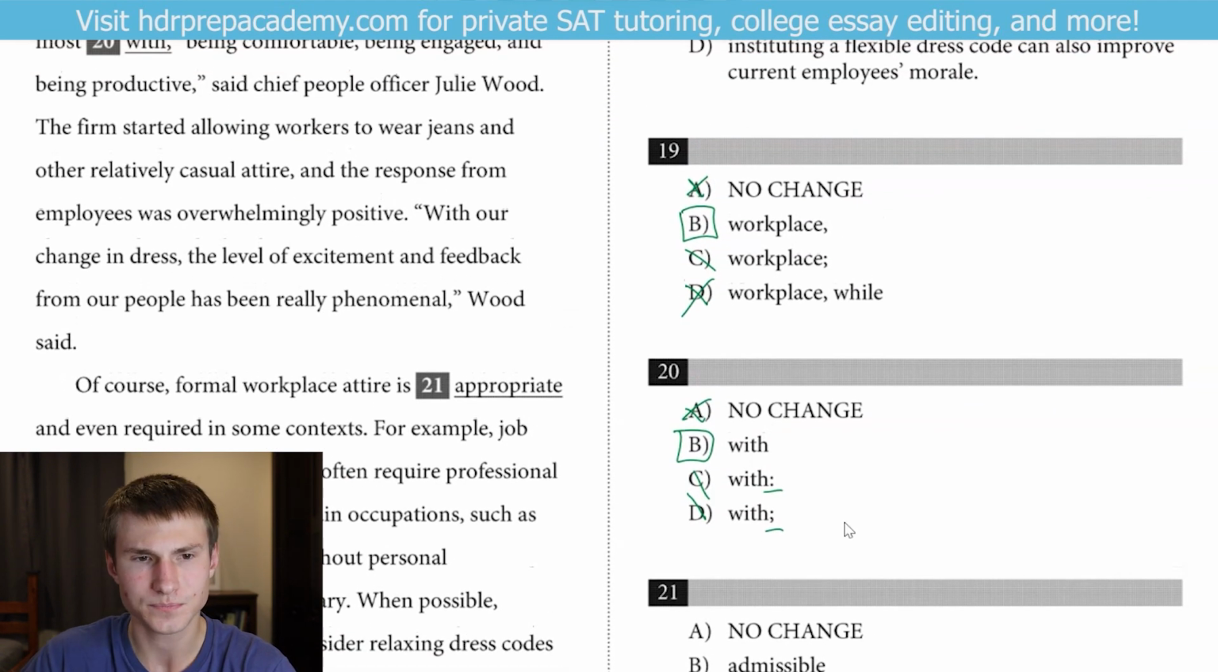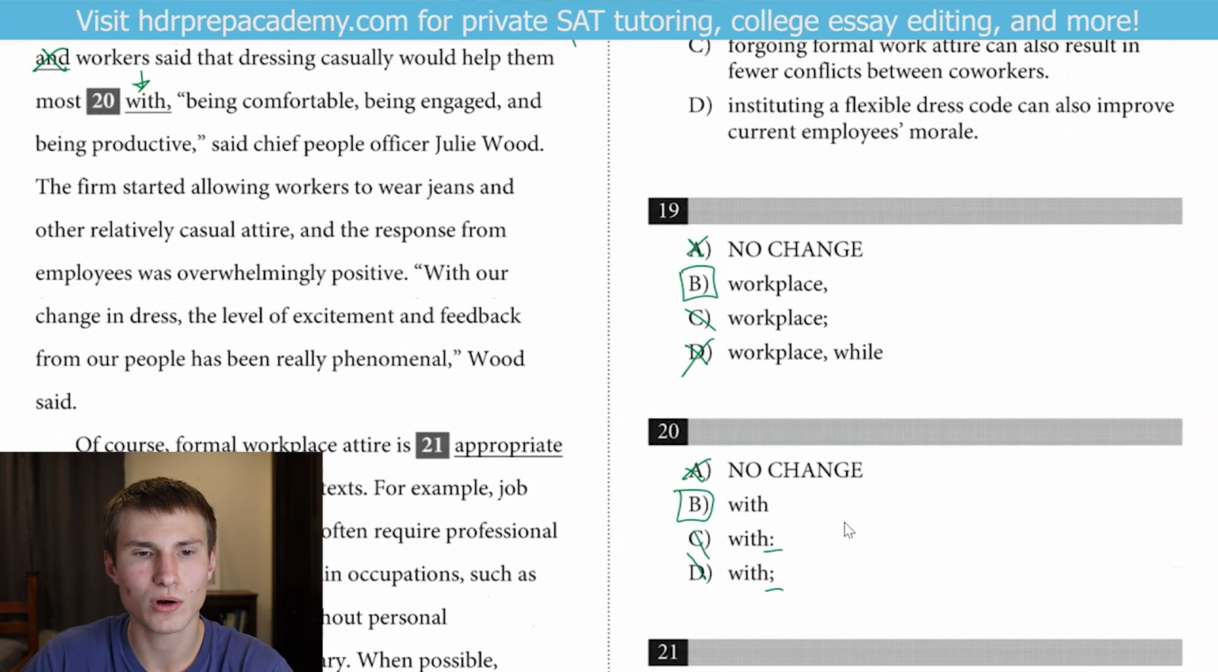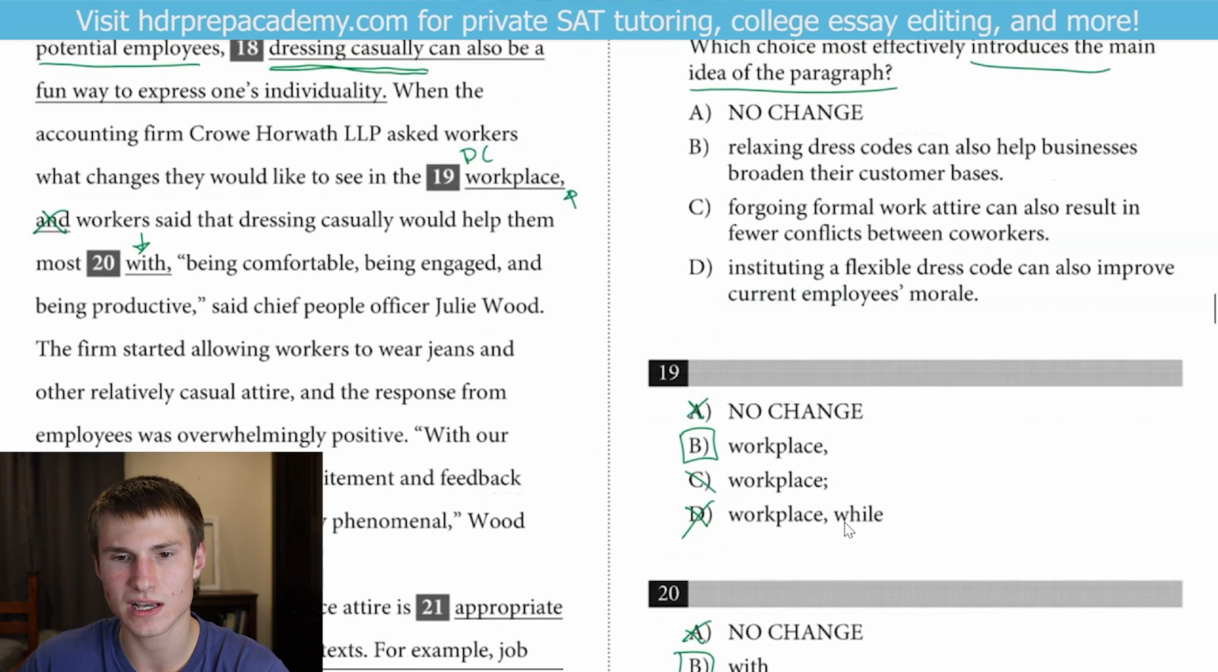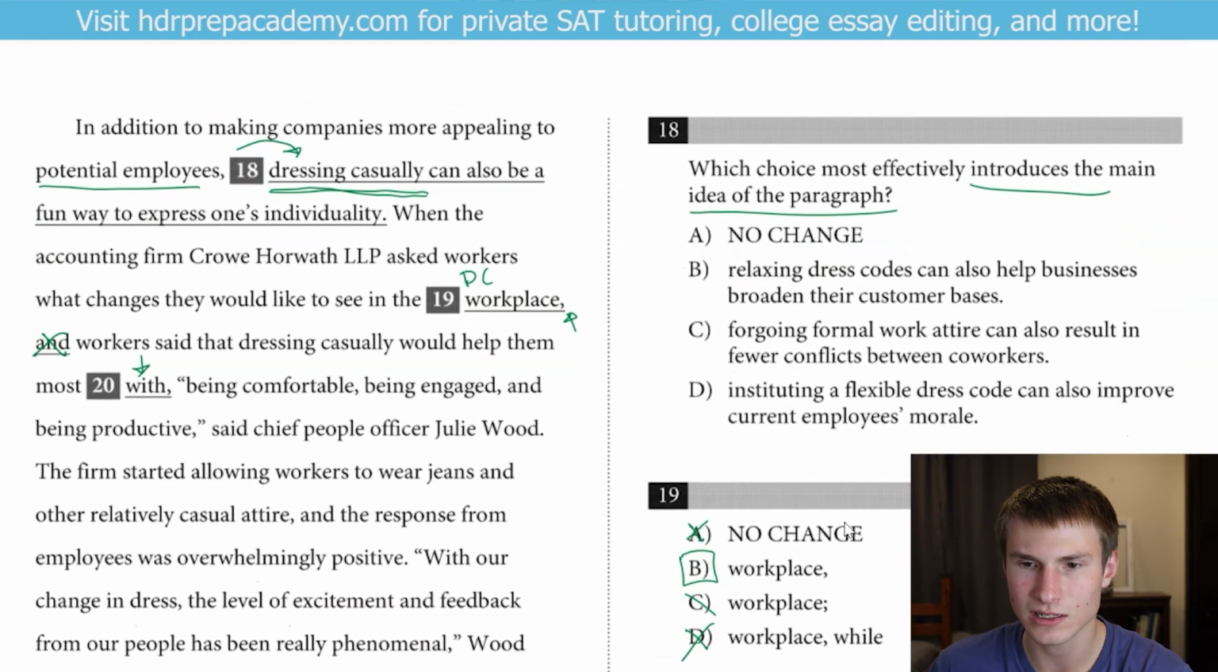So I'll go ahead and read down to there. "...would help them most with being comfortable, being engaged, being productive," said Chief People Officer Julie Wood. The firm started allowing workers to wear jeans and other relatively casual attire, and the response from employees was overwhelmingly positive. "With our change in dress, the level of excitement and feedback from our people has been really phenomenal," Wood said.